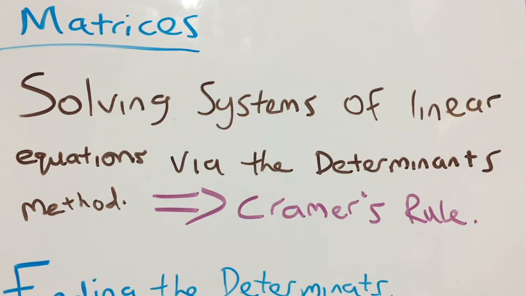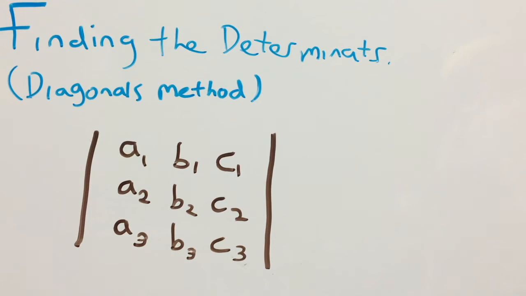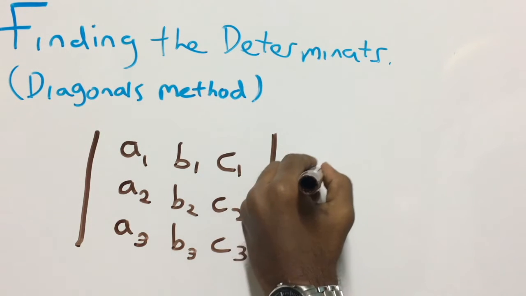In today's lesson, we will be learning how to solve the system of linear equations via the use of the determinants. This method is known as Cramer's rule. Finding the determinants, the diagonals method. So in this method, the first two columns are mirrored to the right of the third column. Right, so we're just going to repeat, mirror.